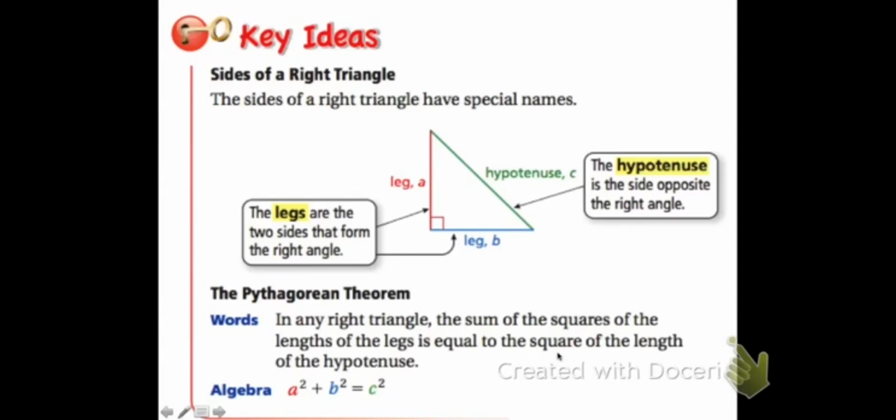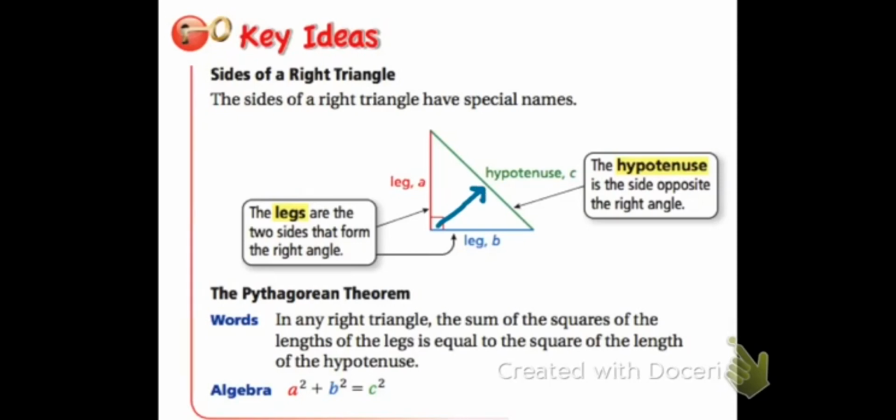So here's the key idea. The sides of a right triangle have special names. The Pythagorean theorem can only be used with right triangles. What makes it a right triangle is that there is one 90-degree angle. The legs are the two sides that form the right angle. So no matter how the triangle is labeled, you will always know which two sides form the legs because the right angle will be between them. The side opposite of the right angle is called the hypotenuse. The hypotenuse is also the longest side.